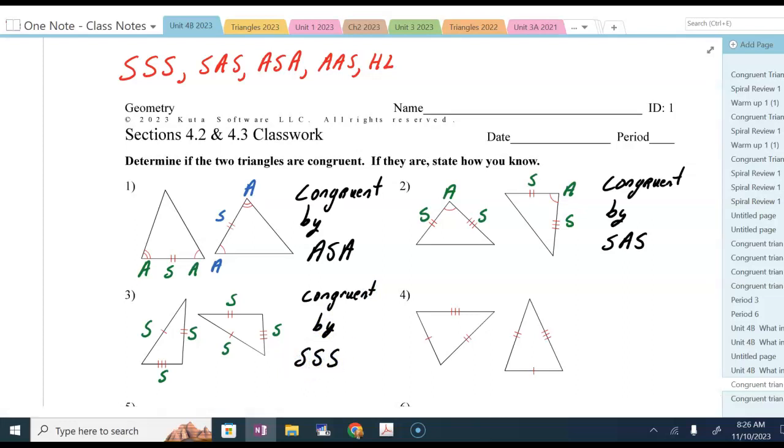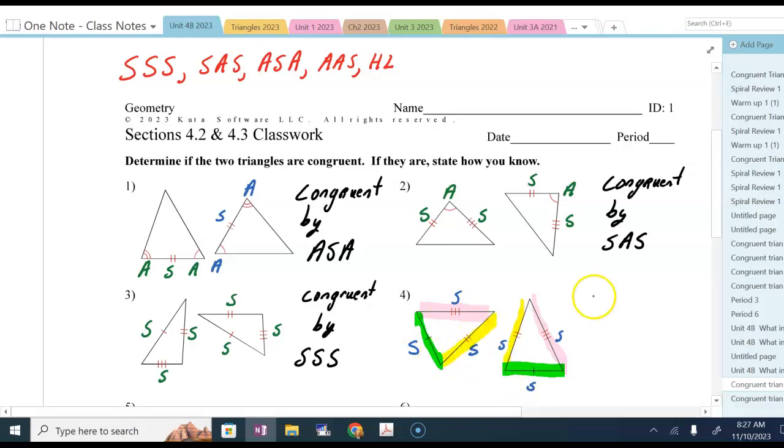Likewise, in problem number 4, we have 3 sides in the triangle on the left, and we have 3 sides that are congruent on the triangle on the right. Just for clarity, the pink sides are equal, the green sides are equal, and the yellow sides are equal. So these triangles are congruent by side, side, side.